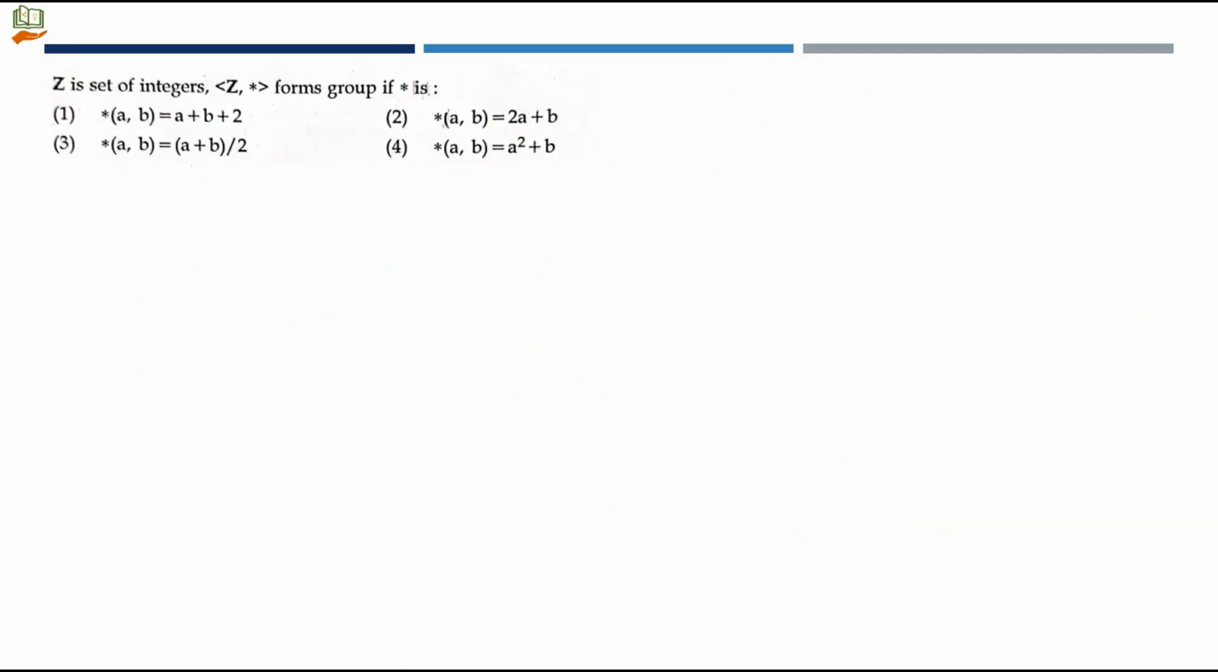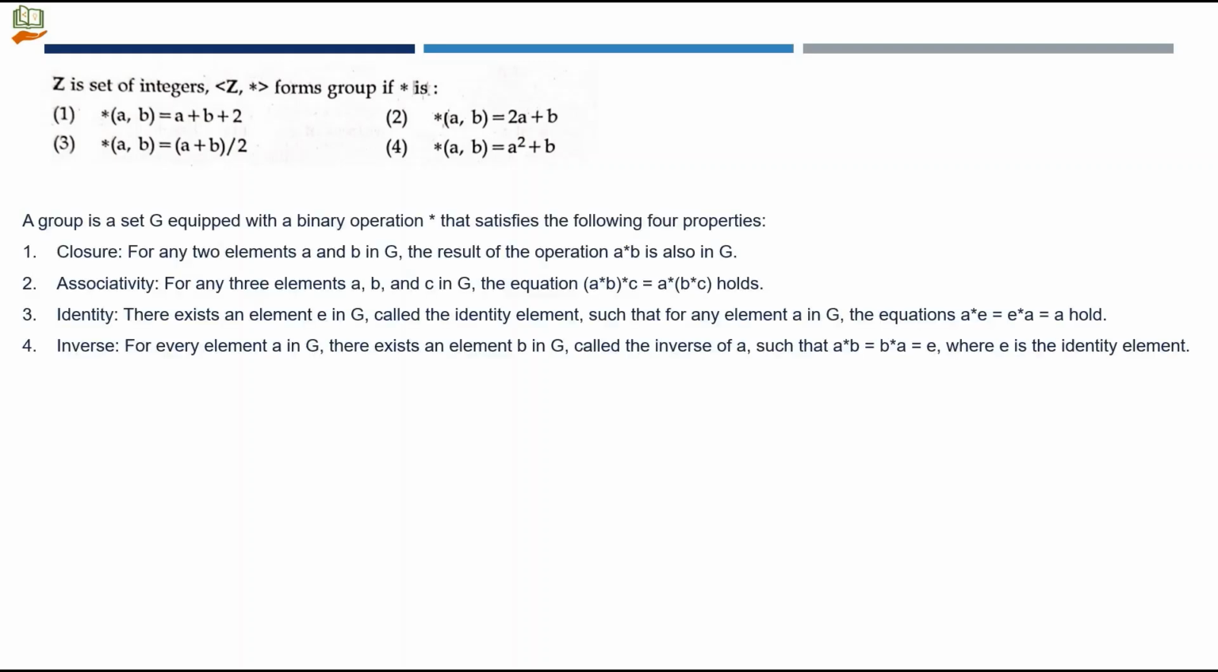Next question. Z is a set of integers. Z multiplication forms a group if multiplication is. A group has to satisfy 4 properties. The first property is closure. The second property is associativity. The third property is identity. And the fourth property is inverse. If the operation holds all these 4 properties, then it is definitely a group.